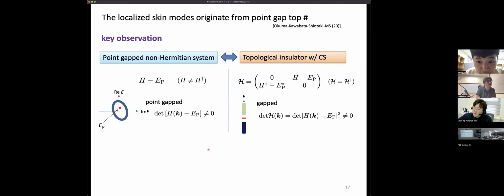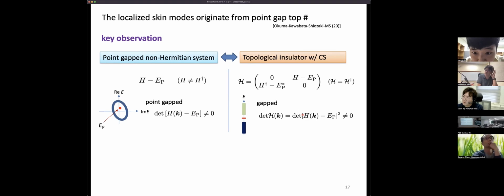And actually, using this map, we can map the system with PT symmetry to a system with PT symmetry and chiral symmetry. And we can actually explain the topological phase transition that occurs in the real-to-complex spectrum transition in the case of PT symmetry. This kind of transition is nicely explained by the point gap topological number.